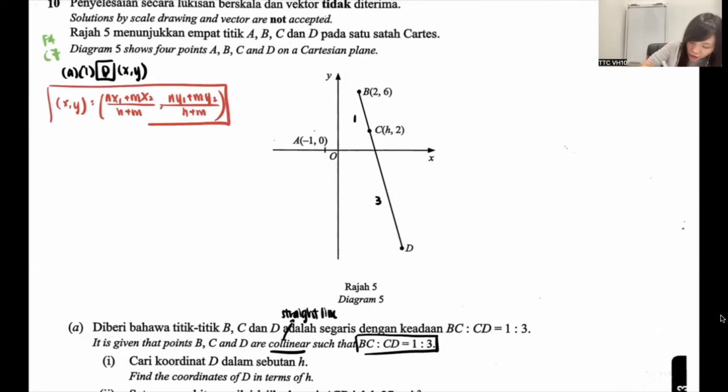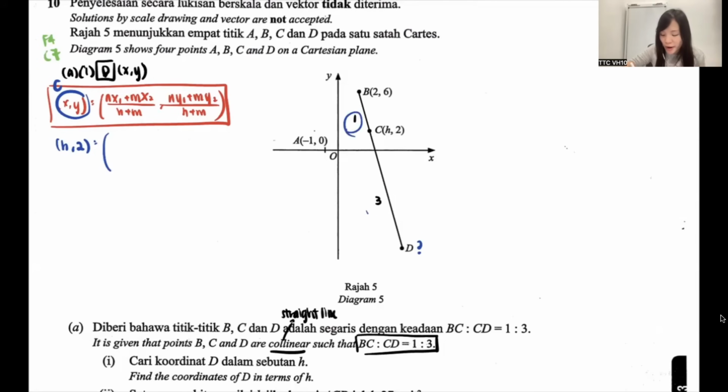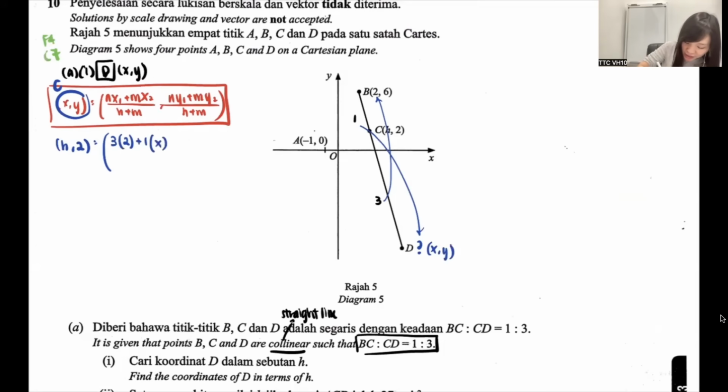Remember, the one that stands alone should be the middle person. Who is the middle one? C. Don't tell me you want to find D. No, it's always the middle person. So the middle point of the line is H, 2. The m and n are the ratio 1 and 3. And remember, you must cross multiply. Right side ratio times left side coordinate, left side ratio times right side coordinate. So 3 times 2, and 1 times the unknown, which I write as X, divided by 3 plus 1. Next, 3 times 6 plus 1 times Y, divided by the total ratio, 3 plus 1.